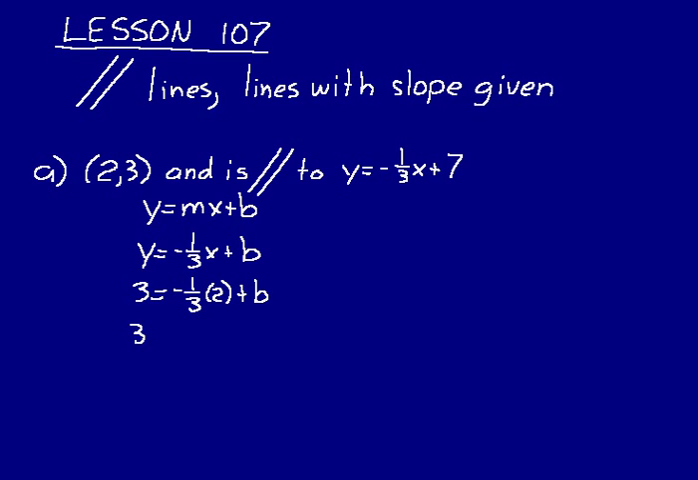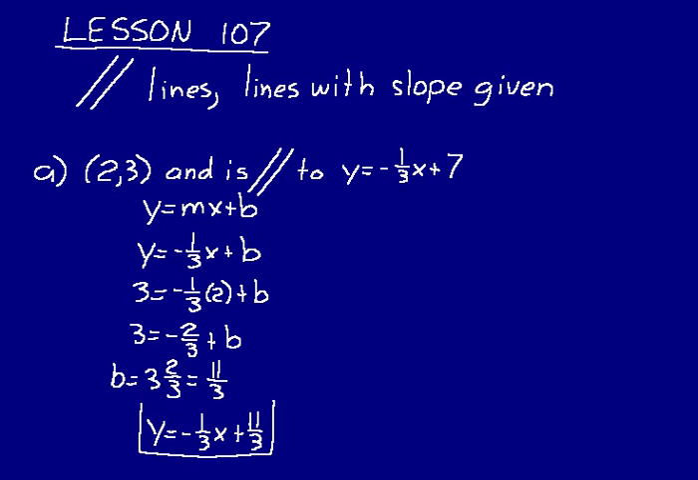and so we have 3 equals -2/3 plus b. So b is equal to, if we added 2/3 to both sides, we'd end up with 3 and 2/3, and we can just write that as an improper fraction, 11/3. And so our new equation is y equals -1/3 x plus 11/3. So these parallel lines, they both have a slope of -1/3 x. One crosses through the y-axis at 11/3, the other at y equals 7.